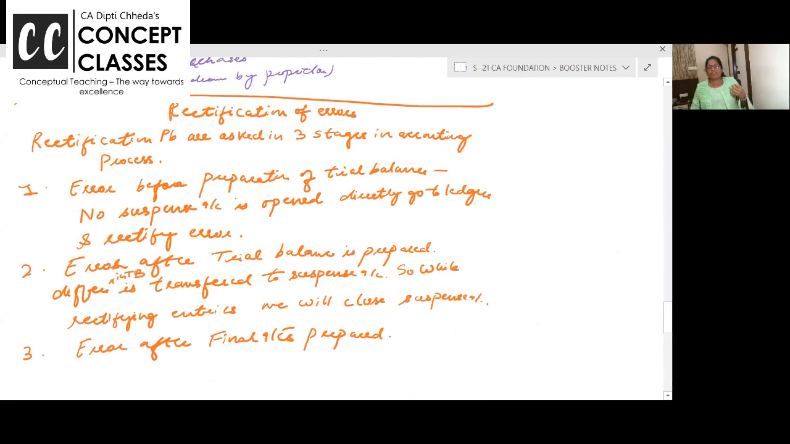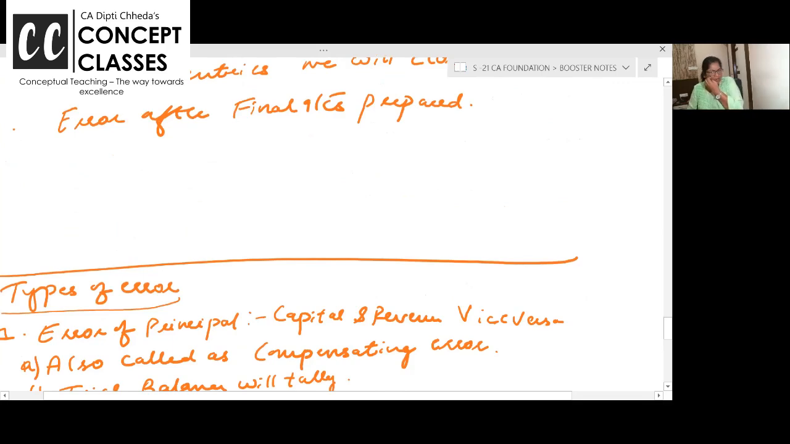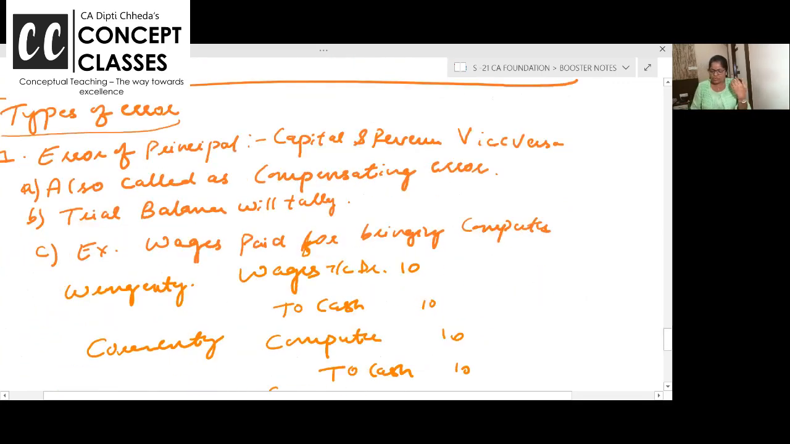Error before preparation of the trial balance: no suspense account, directly go to the ledger and rectify. Error after the trial balance: prepare suspense account, and when all the entries are corrected, the suspense account will close. And error after final accounts, I'll teach you tomorrow.